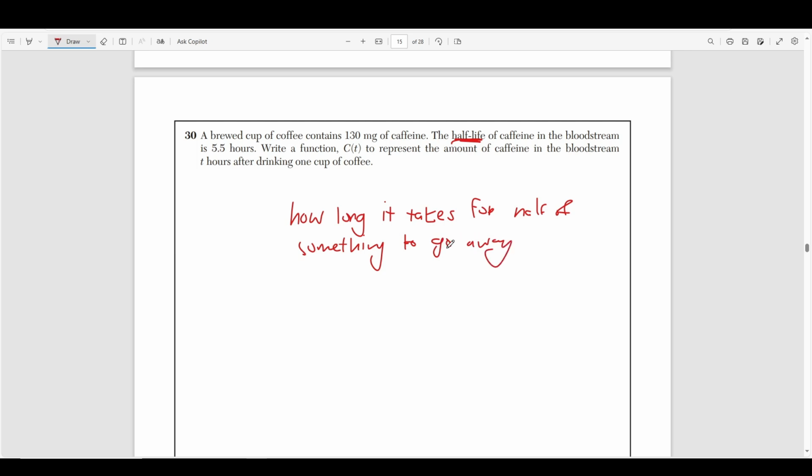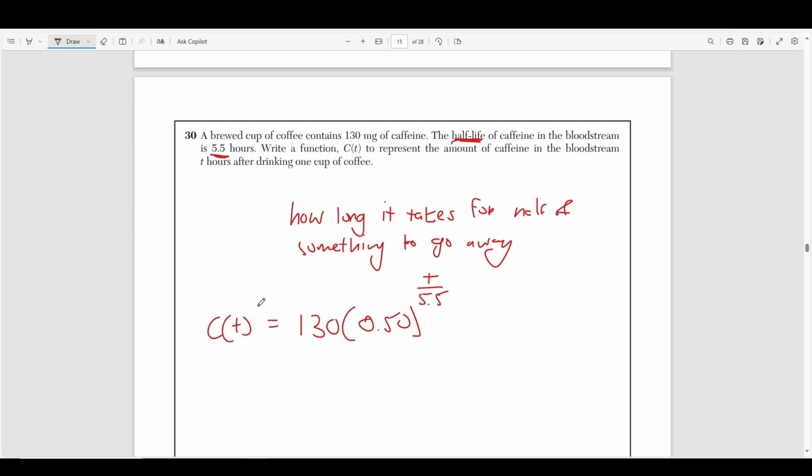Okay? So essentially it's saying that if you start off with 130 milligrams of caffeine, 50% of it will be gone, or 50% of it will remain. 50% is the same thing as 1/2. So 50% will be remaining after 5.5 hours pass, right? So we start off with 130 and we're left with 50 after 5.5 hours. Well, the only way that we can be left with 50 is if we have t over 5.5. And this is what's going to represent c of t.